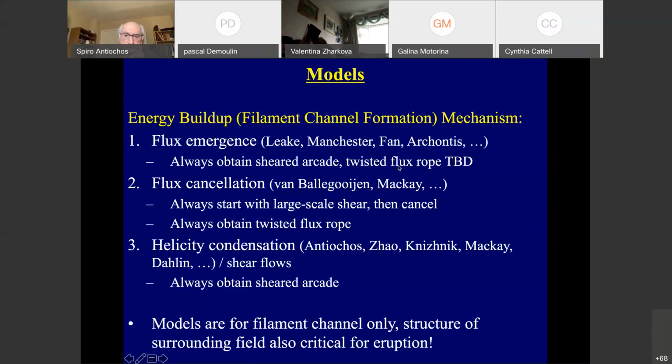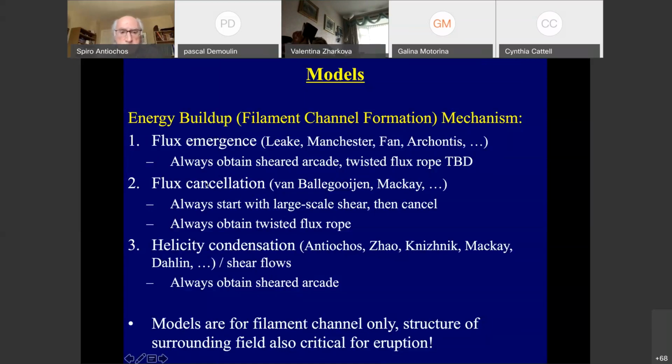Do twisted flux ropes form as a result of flux emergence? That is still being debated. It starts with a sheared arcade, but a flux rope may form afterwards. That is an area of active investigation. The opposite model is flux cancellation. So flux appears at polarity inversion lines and flux disappears at polarity inversion lines.